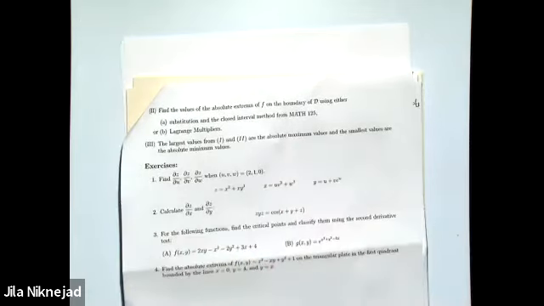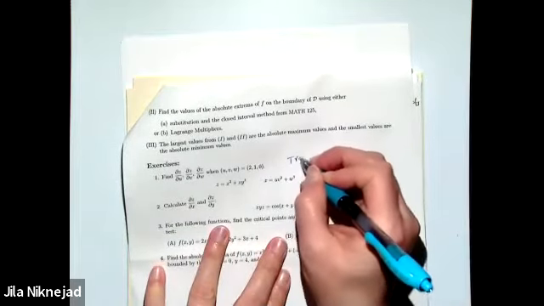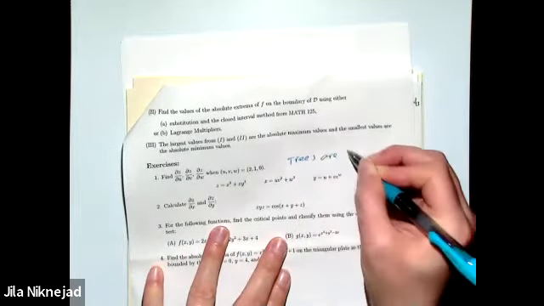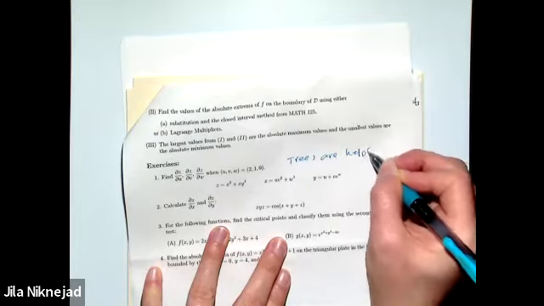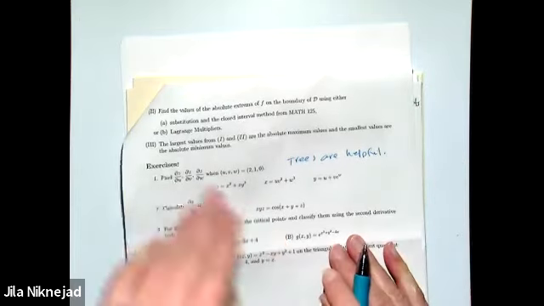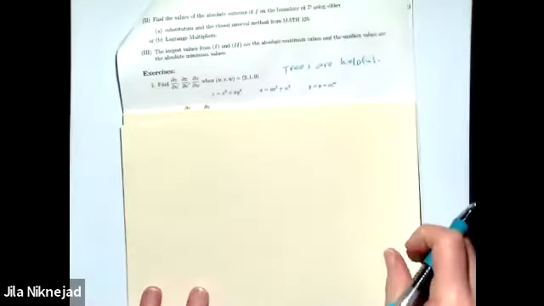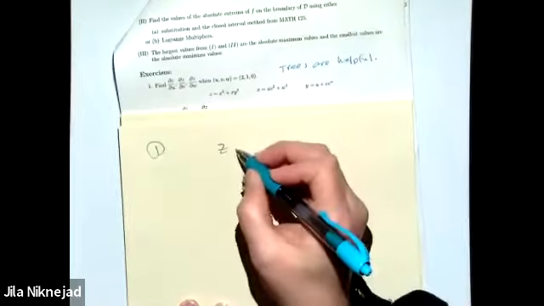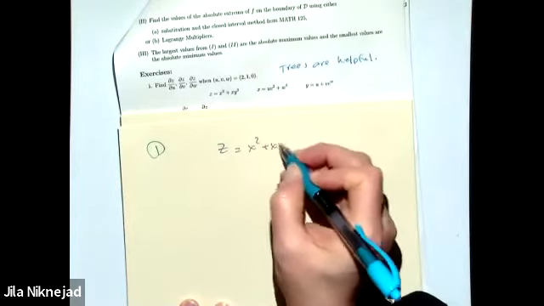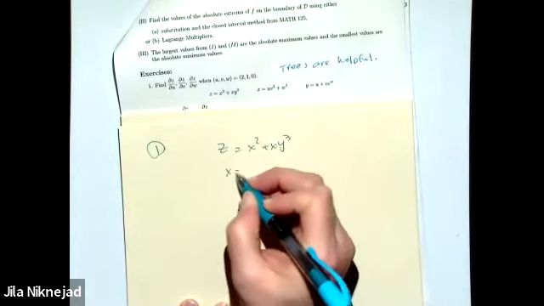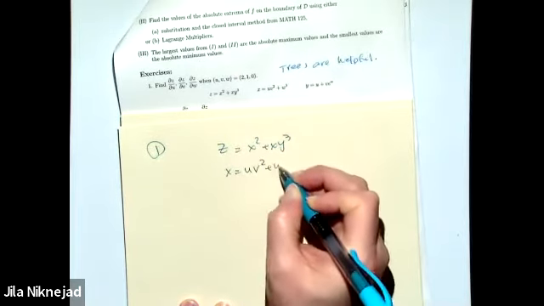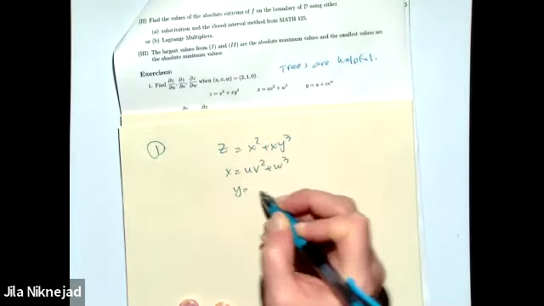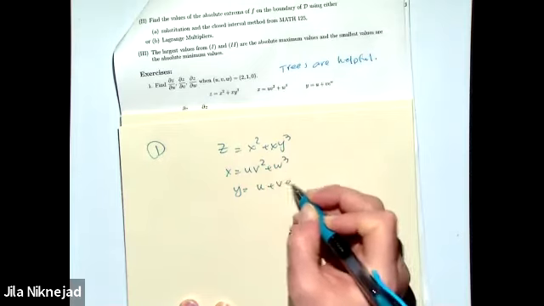For chain rule, trees are helpful. So let's start with this chain rule. I see z, problem 1: z equal to x squared plus xy to the third. X is equal to uv squared plus w to the third. Y is equal to u plus v e to the power w.